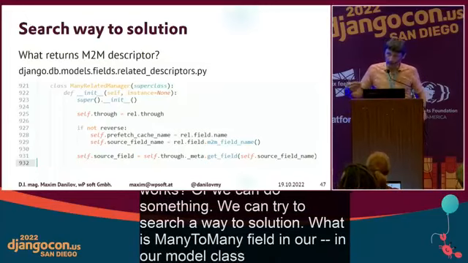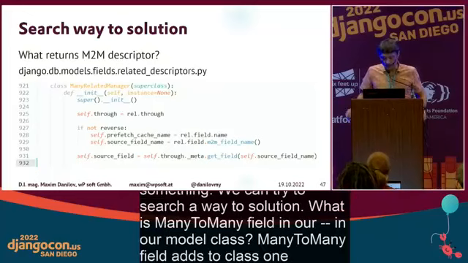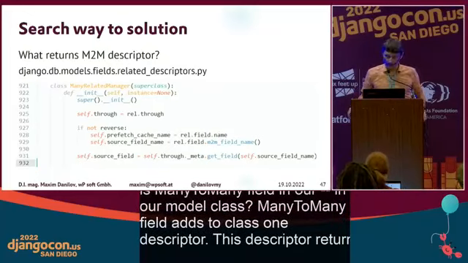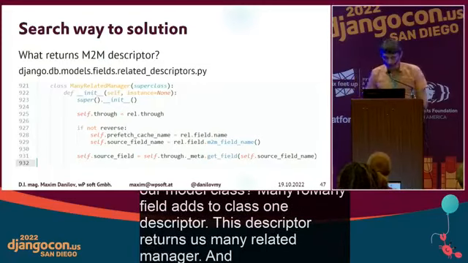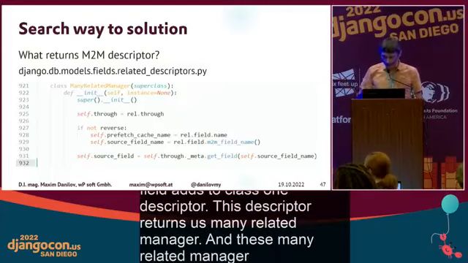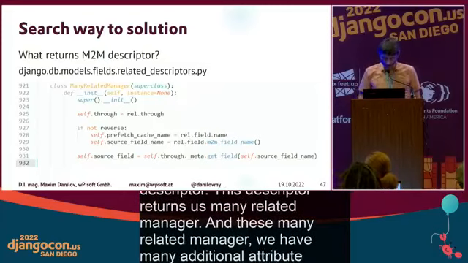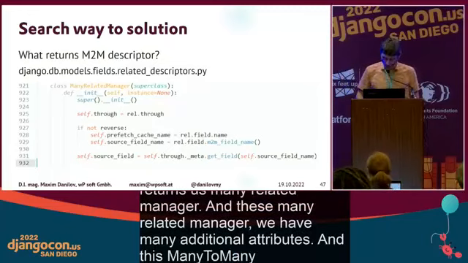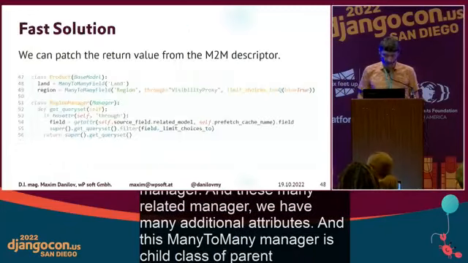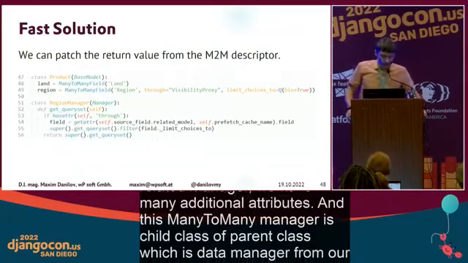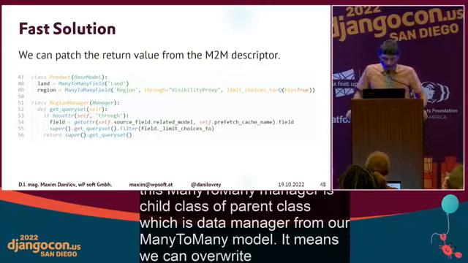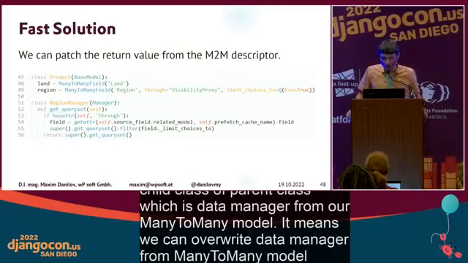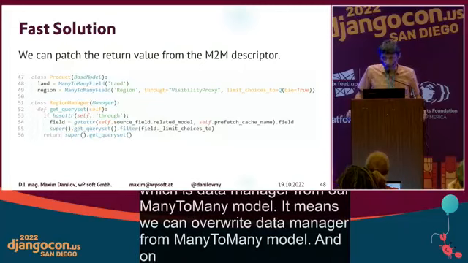Many-to-many field adds to class one descriptor. This descriptor returns us a many related manager. In this many related manager, we have many additional attributes, and this many-to-many manager is a child class of the parent class, which is the data manager from our many-to-many model.